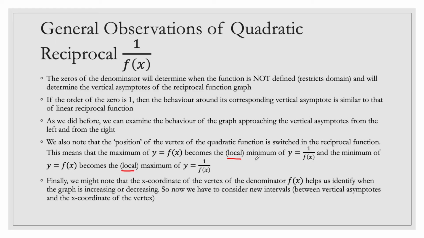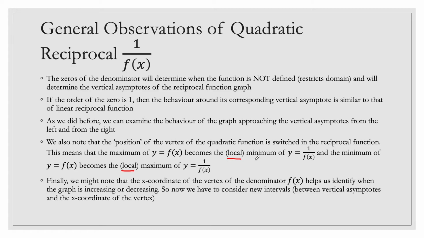The vertex is also important, helping us determine the intervals in which the graph is increasing or decreasing. If we look at the x-coordinate of the vertex, it will actually split our graph up into positive and negative slope intervals.